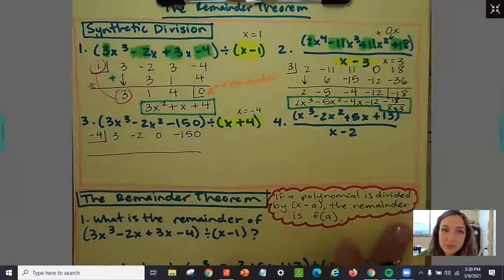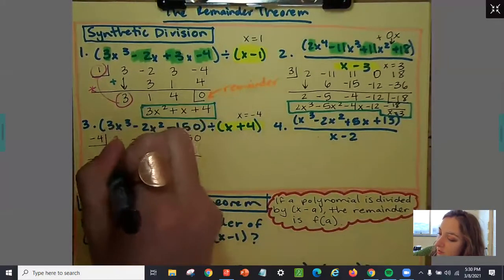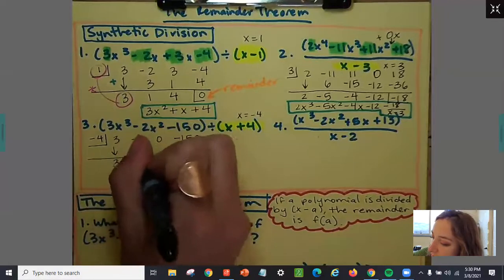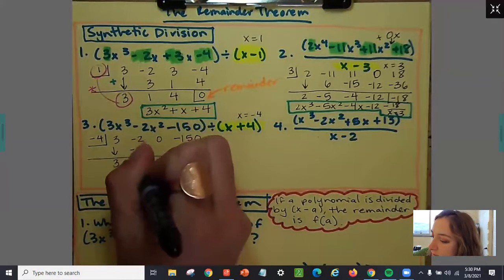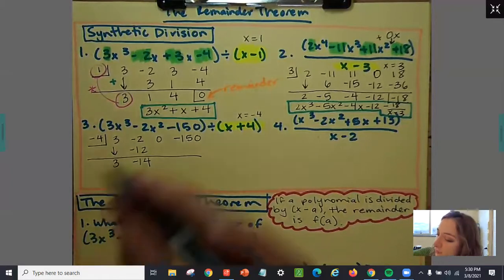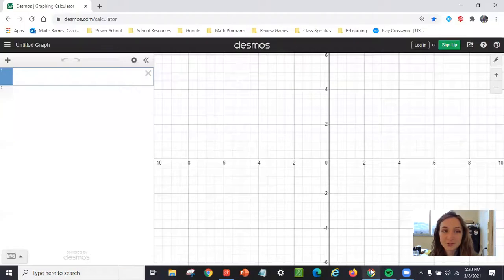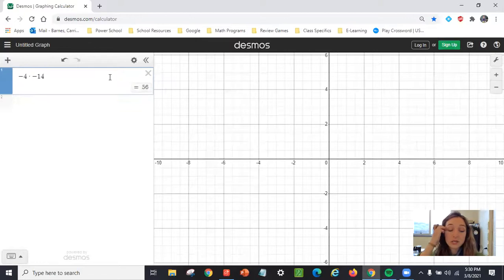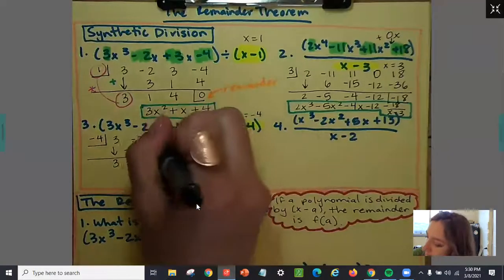All right, so the first thing I'm going to do is bring down my 3. Bring down my first one. Then we multiply. 3 times negative 4 is negative 12. Negative 2 minus 12 is going to be negative 14. Negative 4 times negative 14 is negative 40 plus negative 16, so that's going to be negative 156. And let's just double check my mental math here. Negative 4 times negative 14. That's going to be 56. Yep. I might have said 156. Honestly, I'm really not sure. But it's going to be 56.